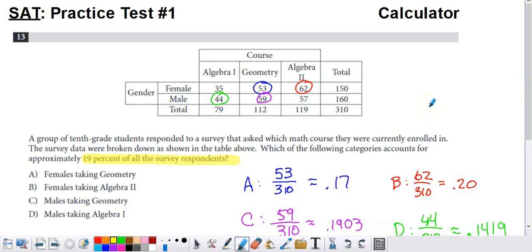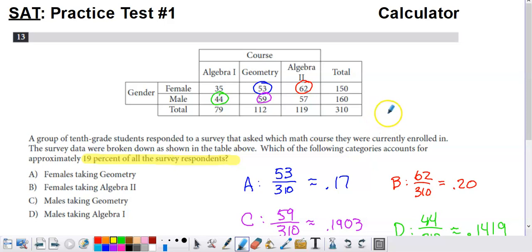So there's a practice SAT question. It involves the use of a calculator. And what we have access to here is something called a two-way table. A two-way table is a way to organize data that is nice. It can kind of be confusing if you're not careful.